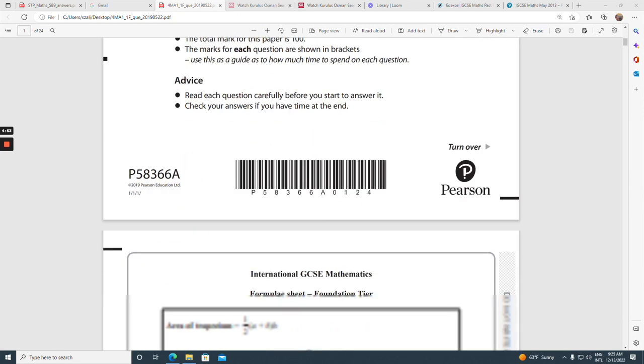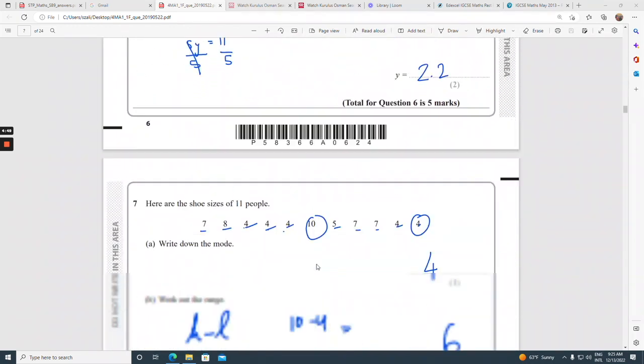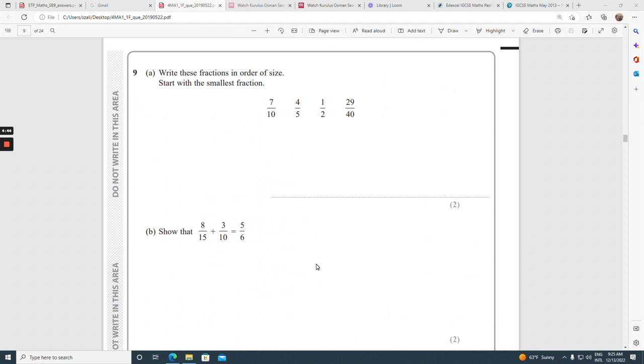So let's move on. We reach till question 9. Let's start with question 9. Okay, so here question 9 says write these fractions in order of size. Start with the smallest fraction.